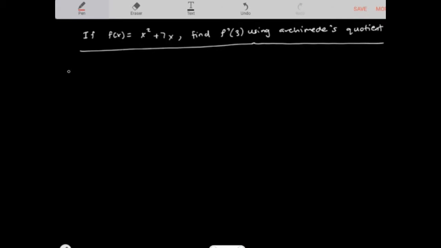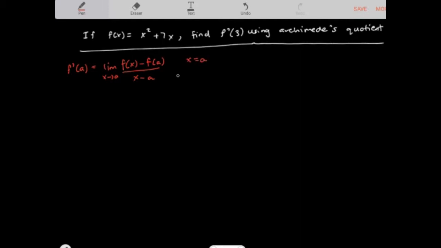Just to recap, Archimedes' quotient: f prime of a is equal to the limit as x approaches a of f of x minus f of a, over x minus a. This is basically used to find the slope of the tangent, or the instantaneous rate of change, at a single point where x is equal to a.